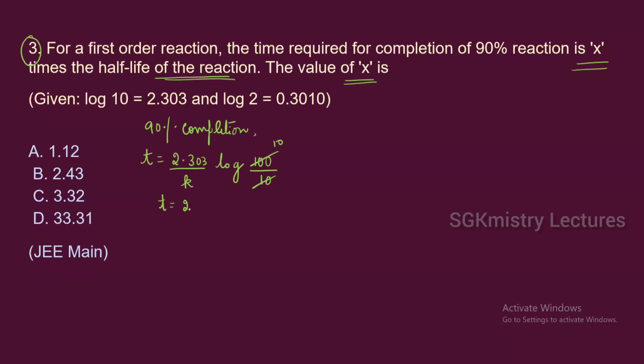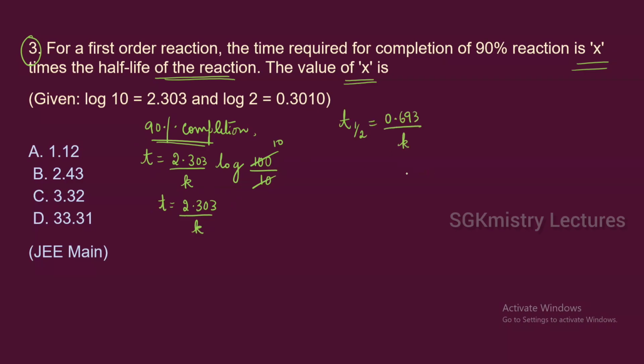So T is equal to 2.303 by K log of 100 by 10. Now log 10 is 1, so I'm not going to write anything. So for T, for 90% completion, we have 2.303 by K. Now for T half, we have the equation T half is equal to 0.693 by K.